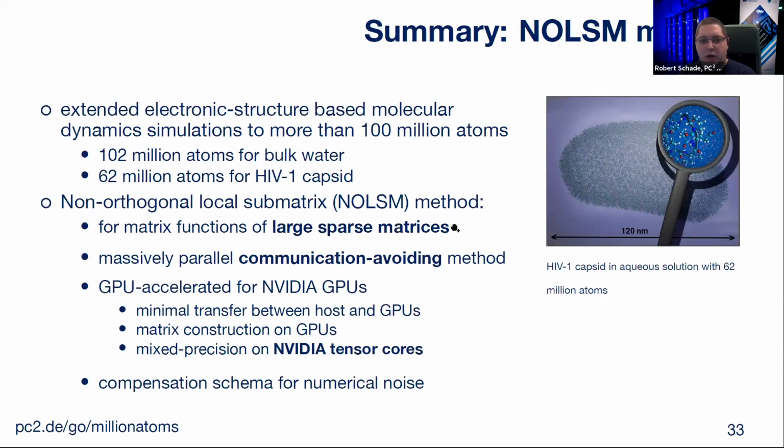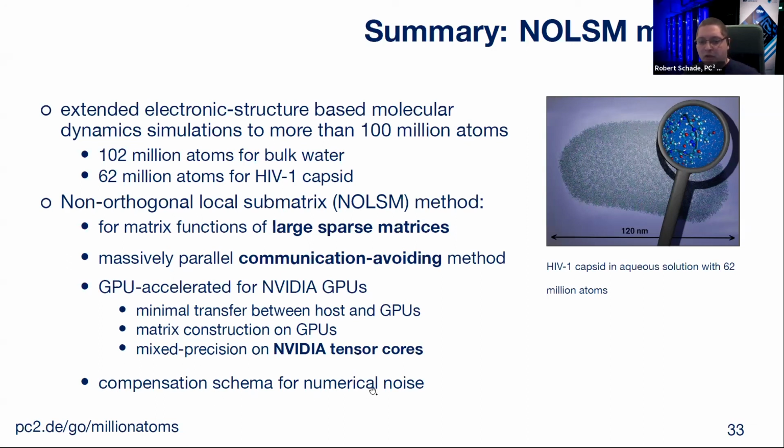And that's also already where I would like to come to an end and summarize what I've shown you so far. With this effort, we've been able to extend electronic structure-based molecular dynamics simulations to more than 100 million atoms, most notably for bulk water with 102 million atoms, and for 62 million atoms for the HIV-1 virus capsid. In total, the new non-orthogonal local submatrix method is an approximation method for large sparse matrices. It's massively parallel and communication avoiding, and can be nicely accelerated with GPUs and other accelerators to achieve a high percentage of the peak performance that's available.